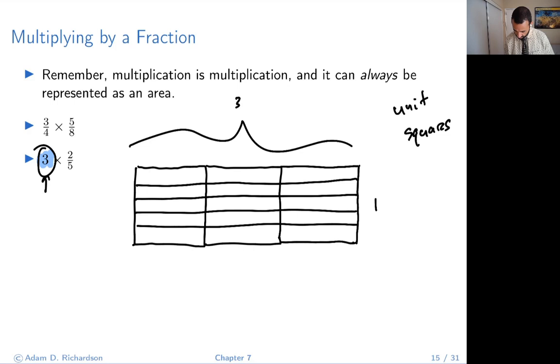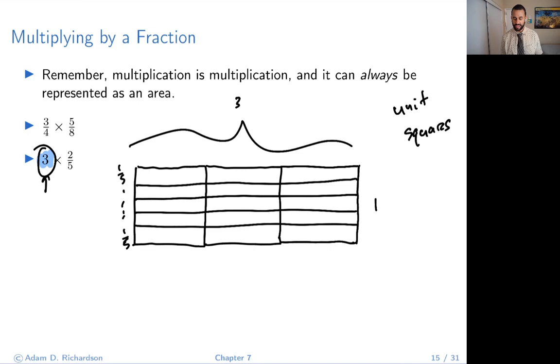1, 2, 3, 4, and that'll give us 5, right? And I'm just gonna emphasize that these are fifths. 1/5, 1/5, 1/5, 1/5. Yeah, it looks a little gross. Let me do this instead. Dot, dot, dot, dot, there we go. So those are all fifths.